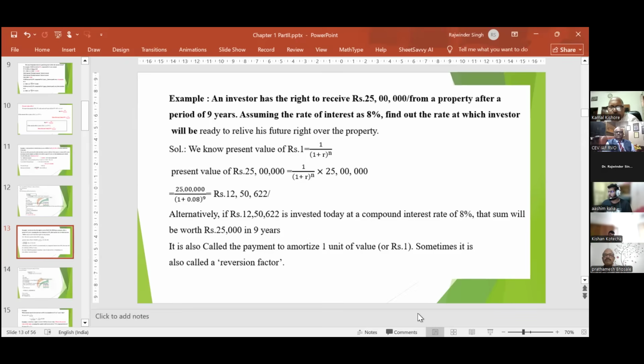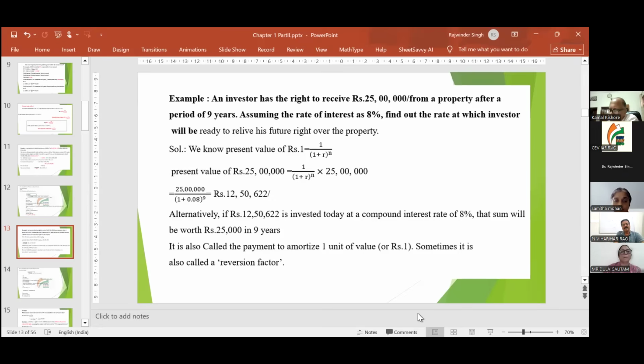An investor will receive 25 lakh after 9 years. He asked that just give me an equivalent amount as on today, so that I am ready to relieve the right without any loss. It means, what does this mean? What you have to find in this case? Present value of 25 lakh.